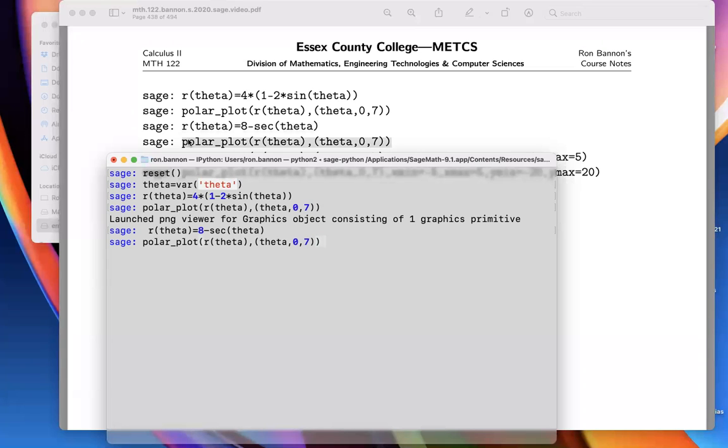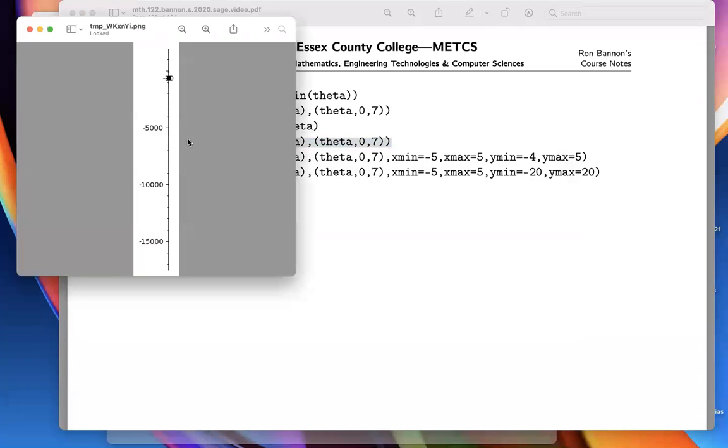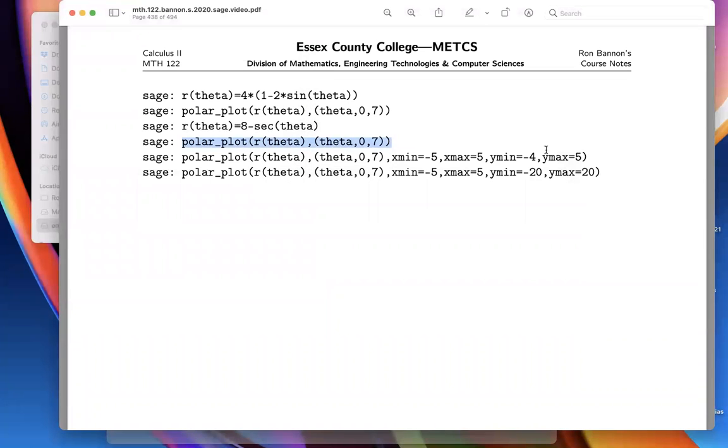But again, I'm going between 0 and 7. And 7 is definitely bigger than 2 pi. All right. Whoa, that doesn't look right. I don't see anything there. I see something that looks crazy. I don't know what that is. So I want to talk about this in a little more detail. It's going to happen to you.